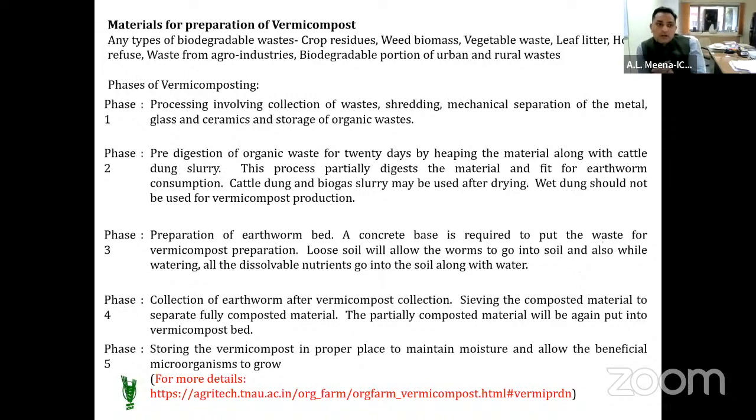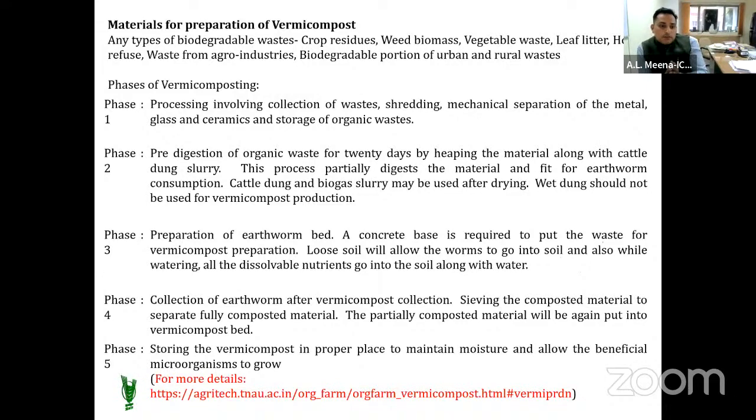Before the insertion of earthworms into the composting material, this compost is pre-digested, because in the initial stage the heat will be high and our earthworms will not be able to survive that higher heat level. So before insertion of the earthworms, the composting material is pre-digested. This process partially digests the material and makes it fit for earthworm consumption. Cattle dung and biogas slurry may be used after drying. Wet dung should not be used for vermicompost production.